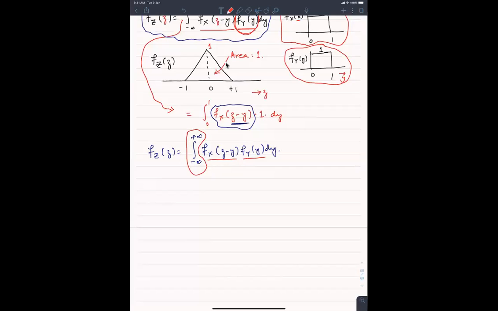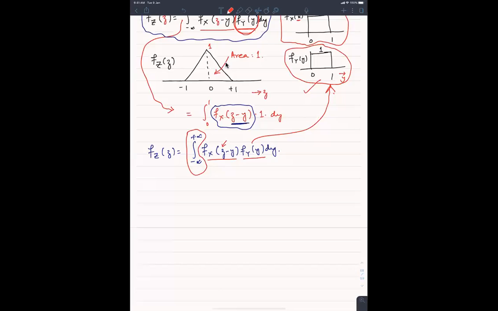वो तो हमने यहाँ दिया हुआ. This is fy of y. ठीक है? So basically this fy of y is this guy here. Okay? What is fx of z minus y? Fx of z minus y. Now this depends upon what value of z is there.